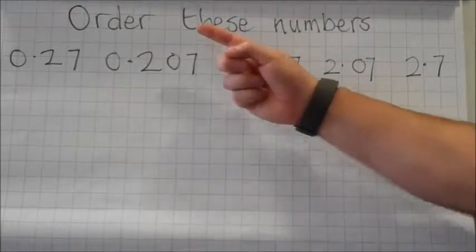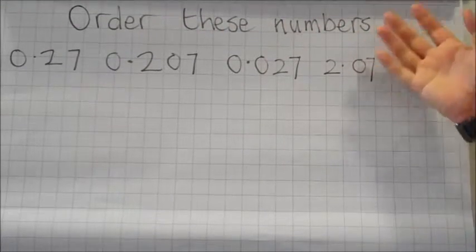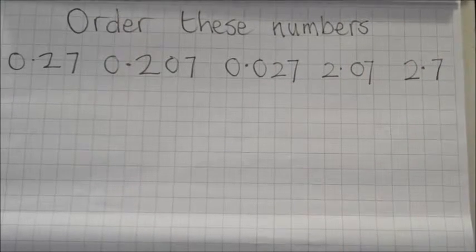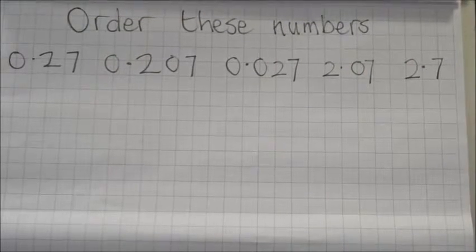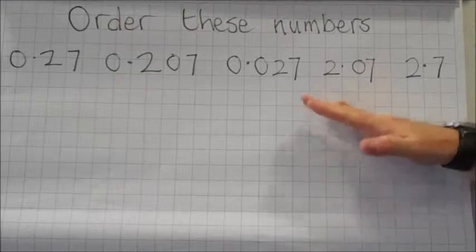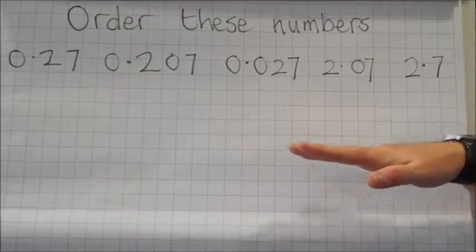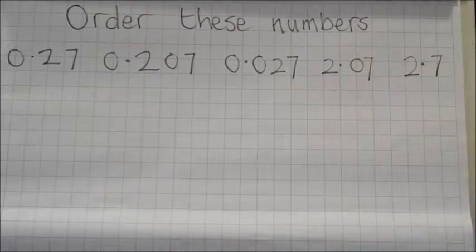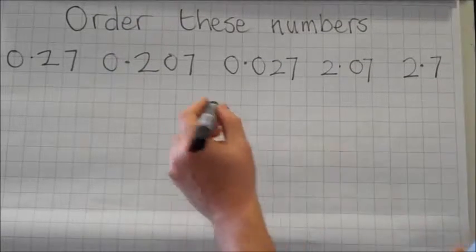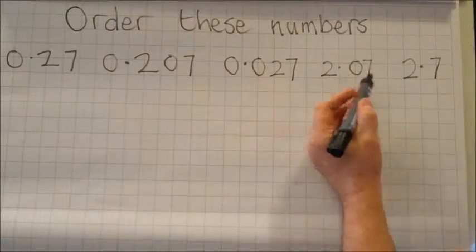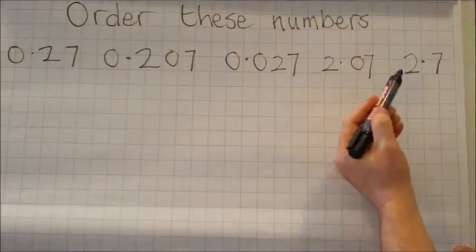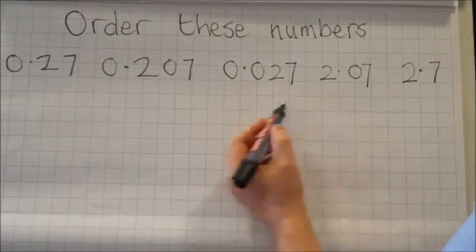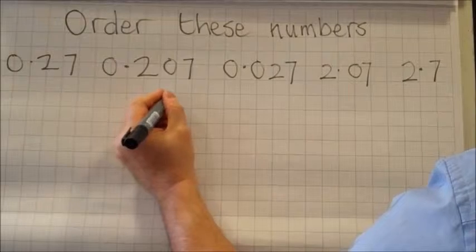To answer this question, order these numbers, i.e. put them in the largest to the smallest or the smallest to the largest. You really need to know your place value. So I'm going to line them up under columns, first of all, which might be the easiest way to do it to start with. There are no hundreds, there are no tens, there are some units. So I'm going to put my units here.